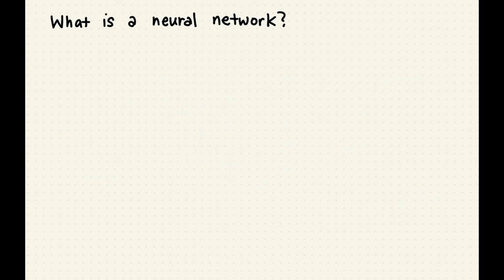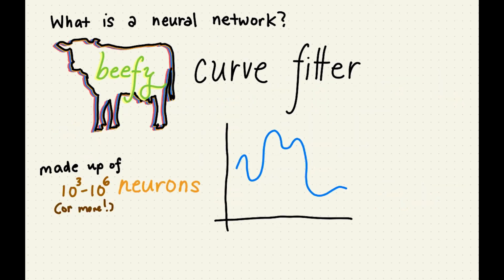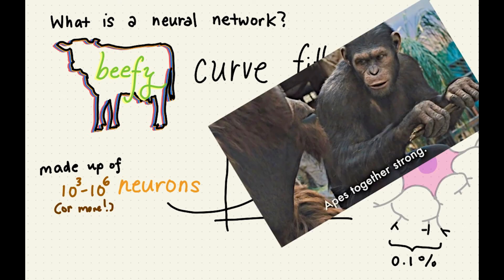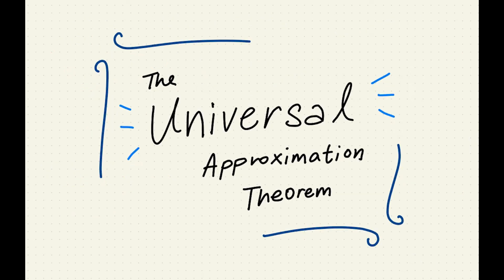So a neural network is basically just a beefy curve fitter. It's got neurons that bend a straight line into a jagged line that fits the curve. Each neuron is really simple and probably only has around 0.1% of the computational capacity of a real neuron in your brain. But as they say, neurons together strong. Neural networks are curve fitters.